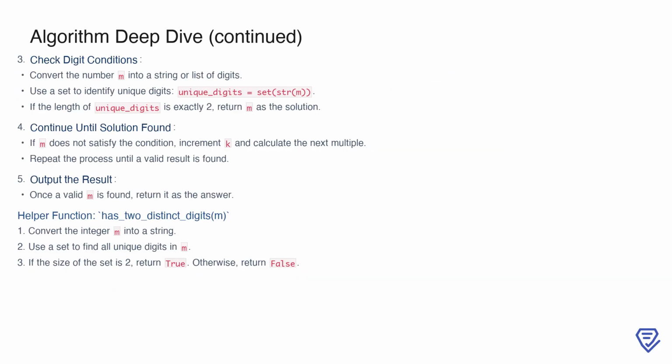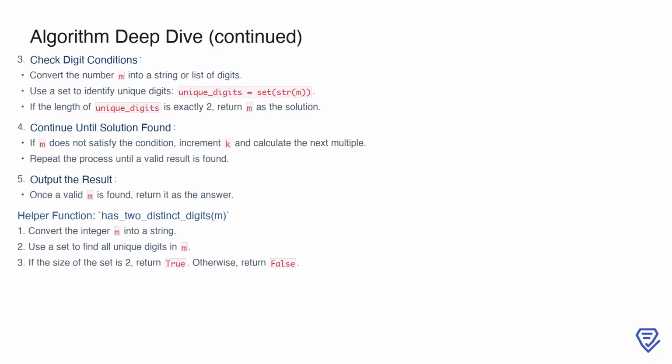To check if a number satisfies the condition, we convert it into a string or list of digits. By using a set, we can identify the unique digits in the number, since sets automatically remove duplicates. If the set contains exactly two unique digits, then the number is valid, and we can return it as the solution. Otherwise, we increment the multiplier k, compute the next multiple of n, and repeat the process. The search continues until we find a valid result.